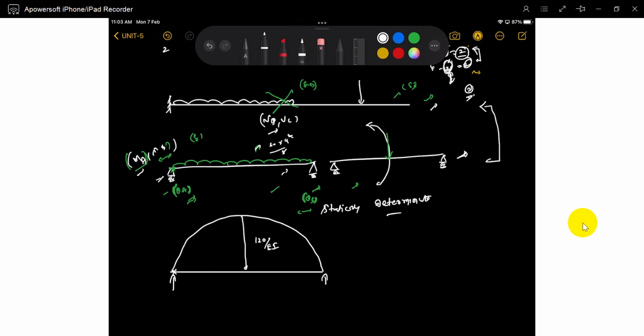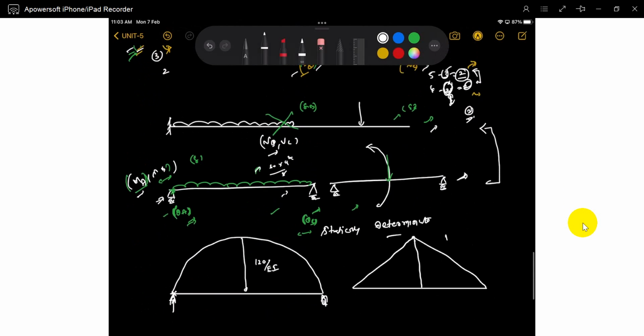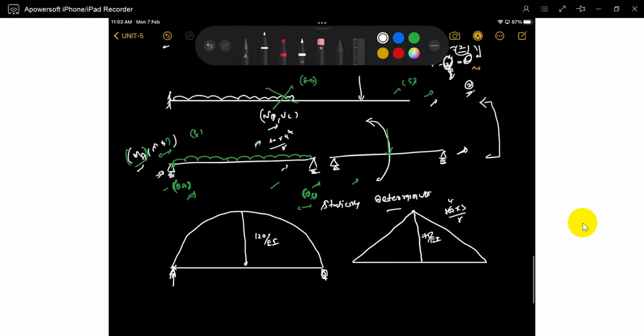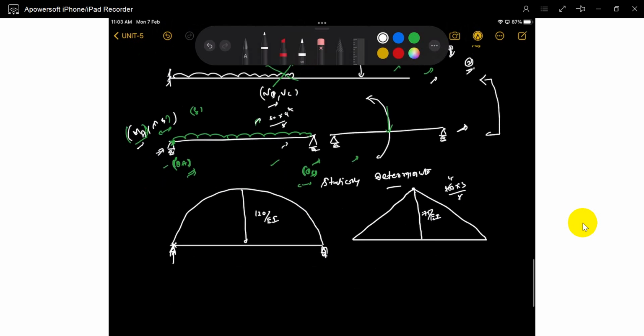Same with this hinge support. Here is a hinge support, and a roller acts like a hinge, so both have the same property. Here also, write down the bending moment diagram. WL by 4. W is 100, L is 3 by 4, so 75 by 8. 75 by EI. So directly, what is this value?